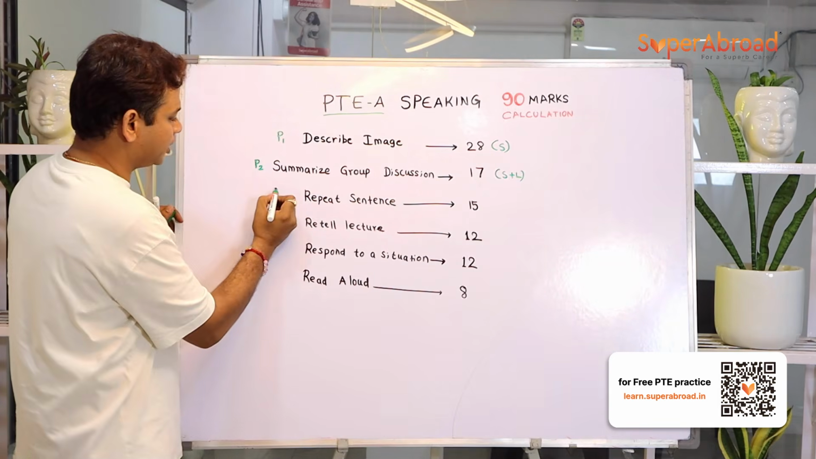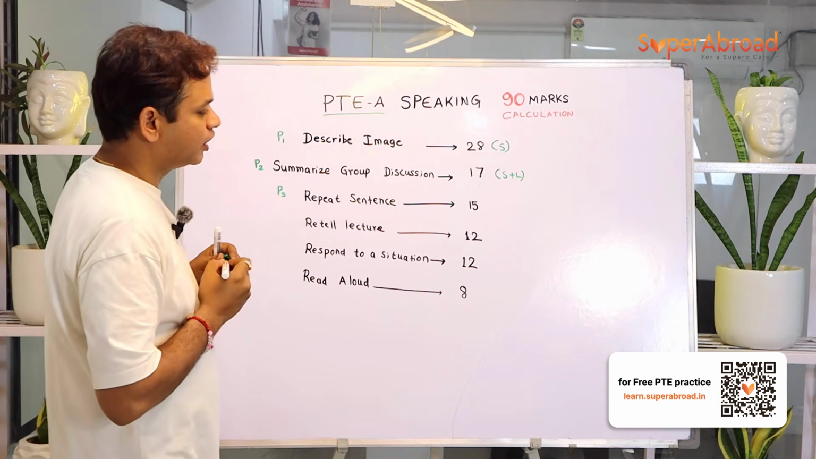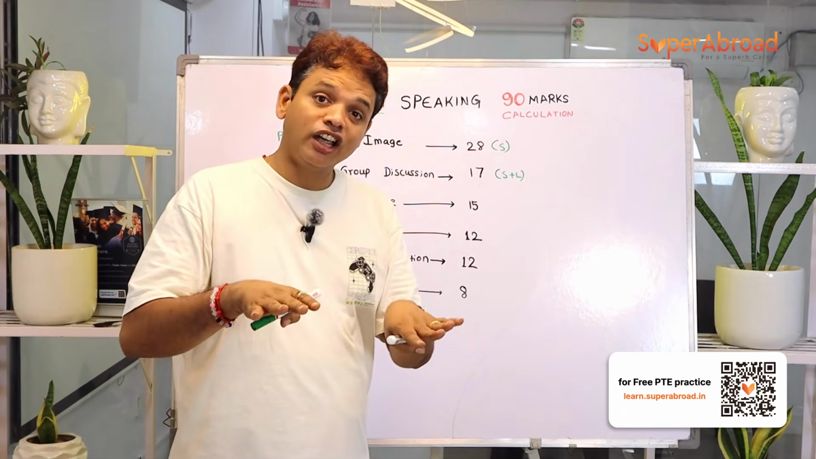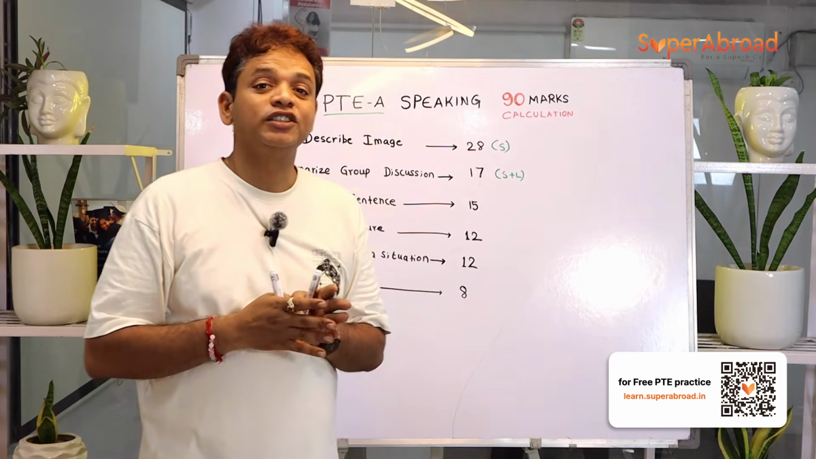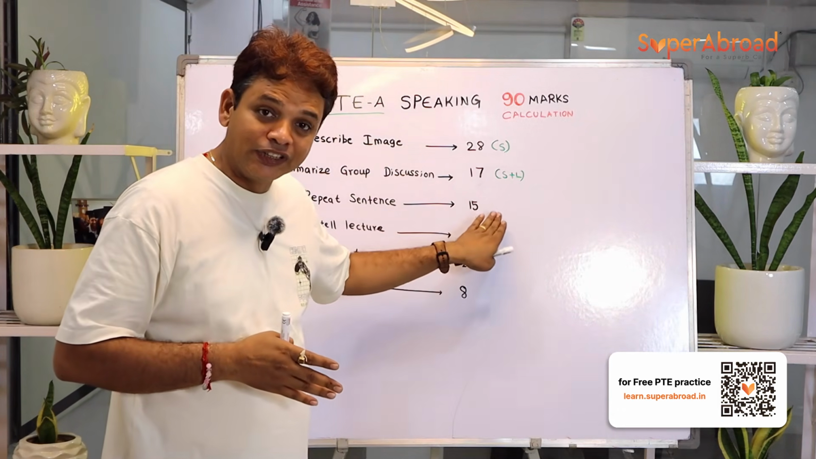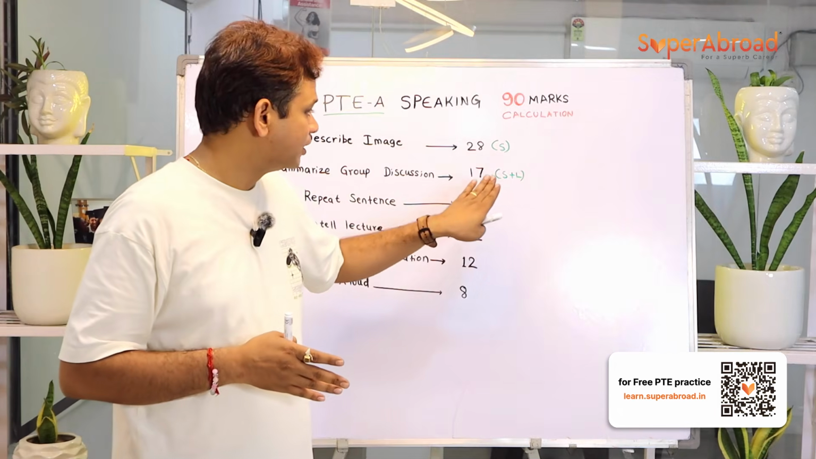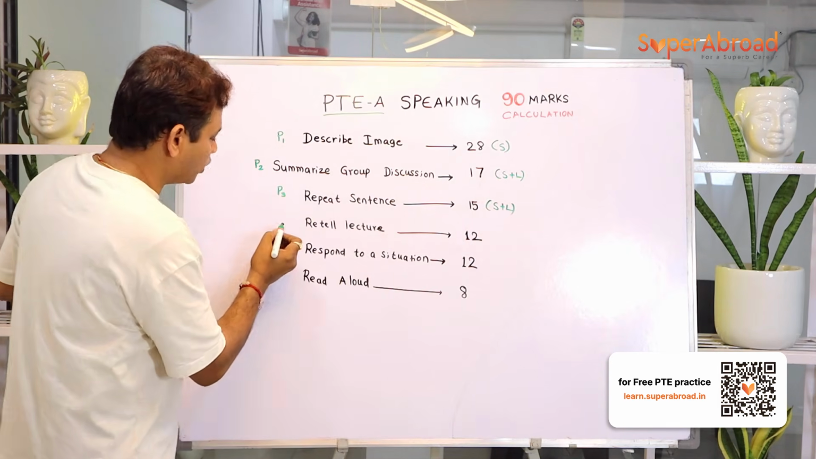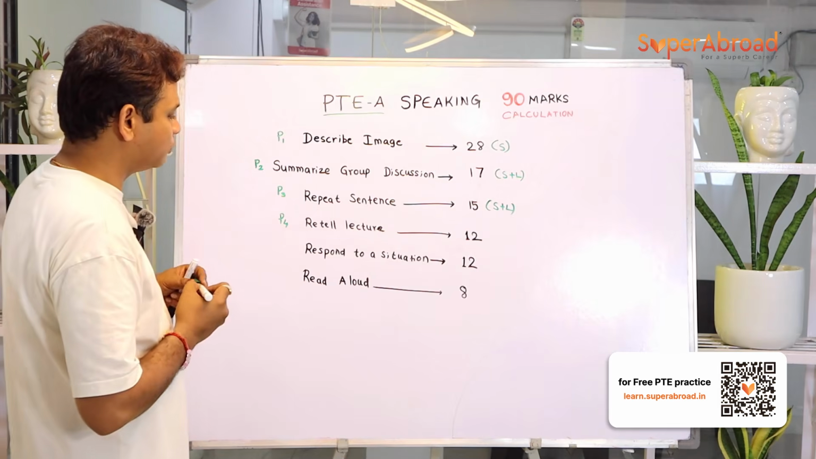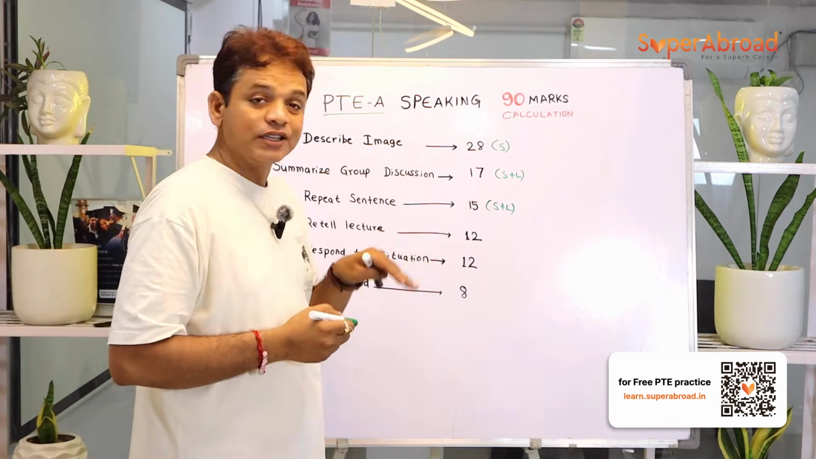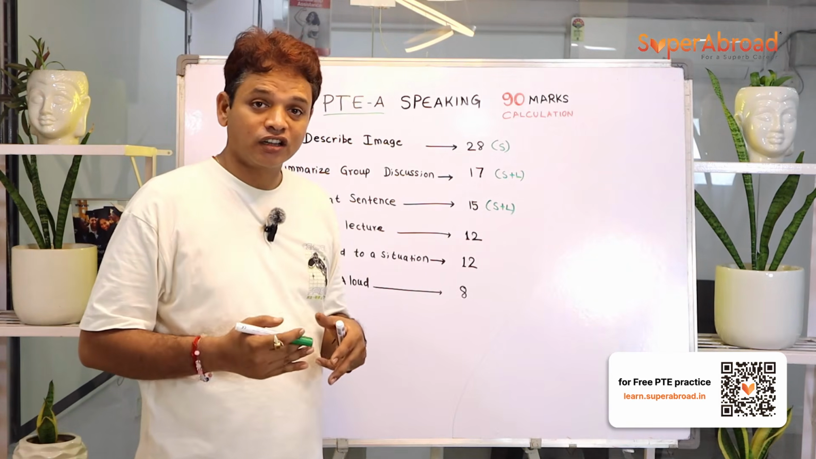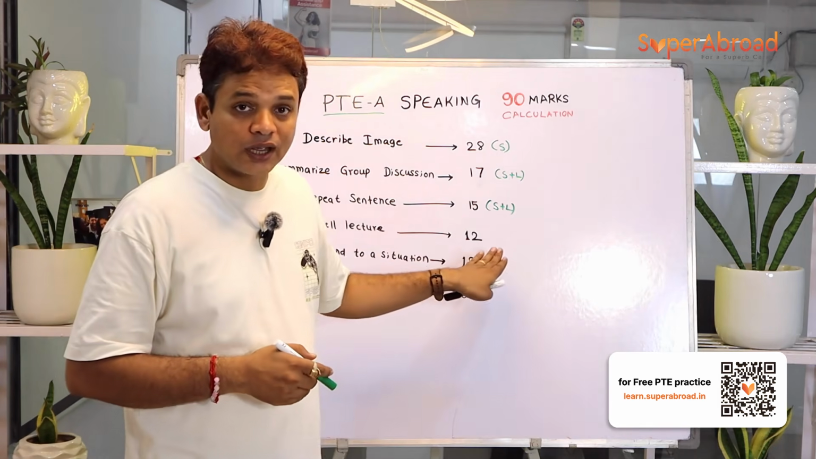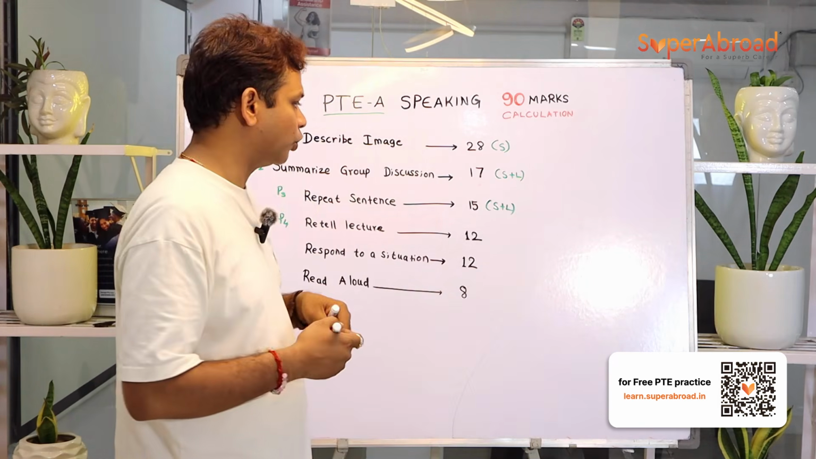And the third one, P3, priority 3, should be repeat sentence because it gives you 15 marks in speaking. Additional 15 marks it supplies you in listening. So this is 15 marks in speaking, 15 marks in listening. So it gives you both, it is an important task. Speaking plus listening, P3. You know, the priority number 4 should be what? Retell lecture, which supplies 12 marks in speaking and 12 marks in listening. For that reason, it is your priority 4 task, top 4 task in the speaking module.